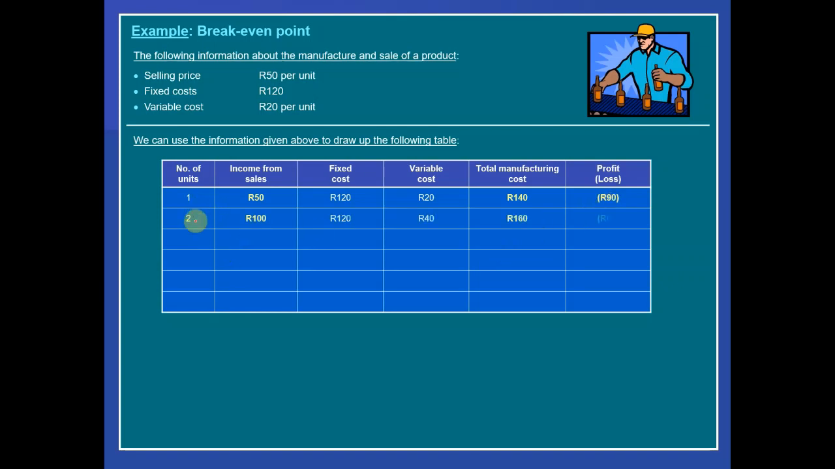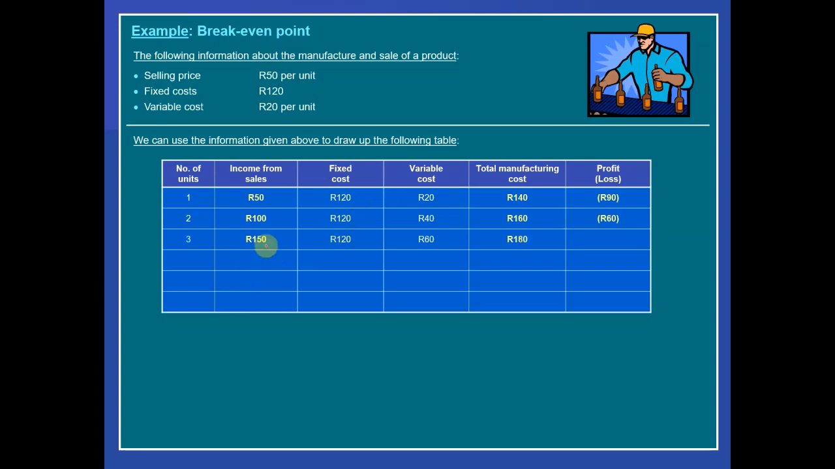Let's see, if we produce 2 units that we sell, 50 Rand times 2 is 100 Rand for the sales income. Fixed cost stays at 120, it's a constant. Variable cost is now 2 times the 20 Rand per unit, which is 40. Total manufacturing cost is the 120 fixed cost plus the 40 variable, which is 160. So now income of 100 minus cost of 160 is a loss of 60.